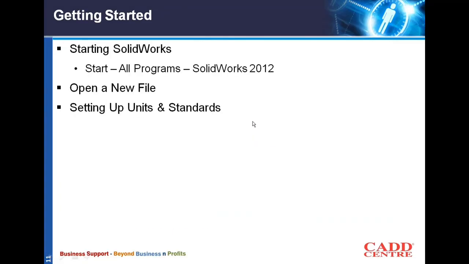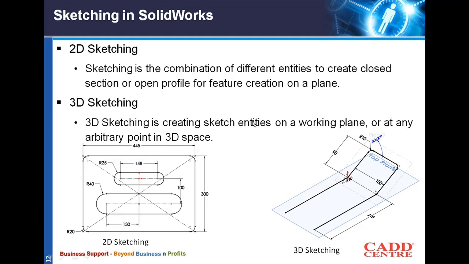On the 3D sketch, in 2D sketching, what do you do? 2D sketching is the combination of different entities to create a closed profile or an open profile on a working plane or a plane. In 3D sketching, you create entities on a plane or at an arbitrary point. That's what we are saying: we create a line in X, Y, Z direction, or it may be at an arbitrary point.